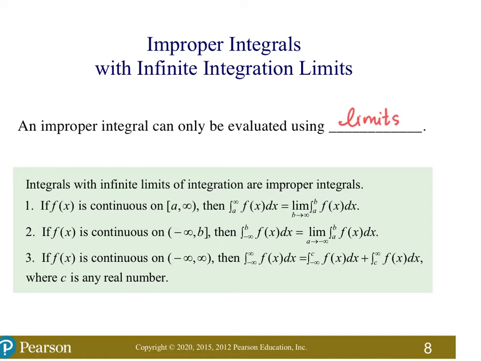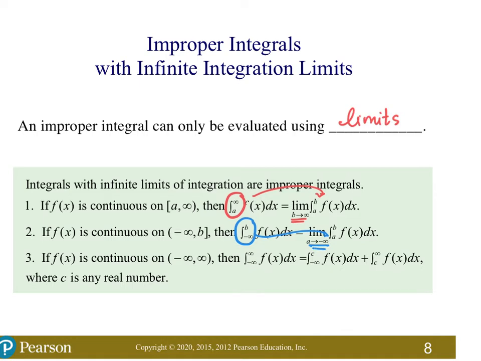So in our different cases, if you've got a lower bound of a with an upper bound of infinity, then you're going to replace the upper bound with b and then precede it with a limit as b approaches infinity. Similarly, if you have a lower bound of negative infinity, you will replace your lower bound with a and then have your limit as a approaches negative infinity.